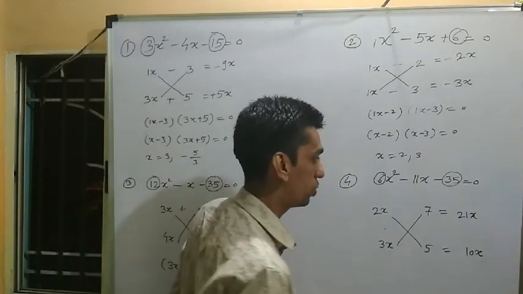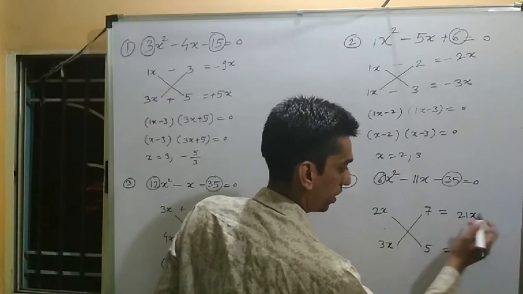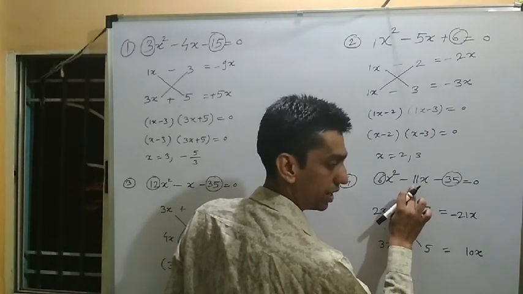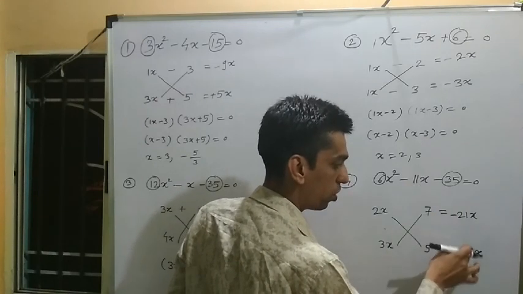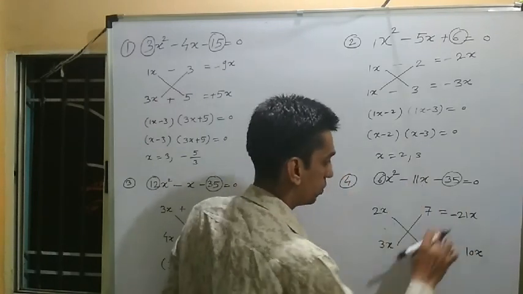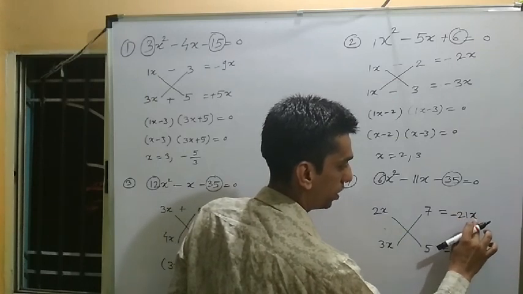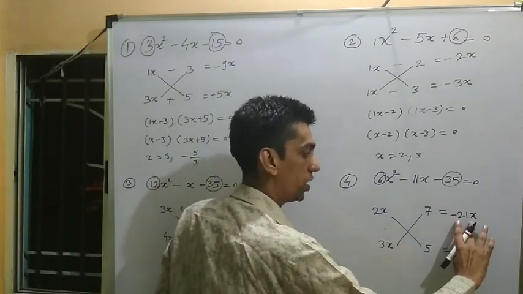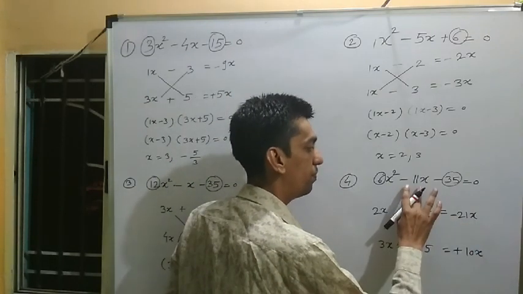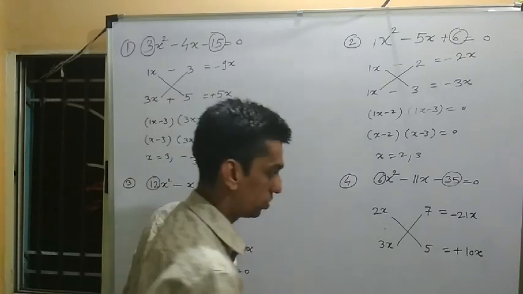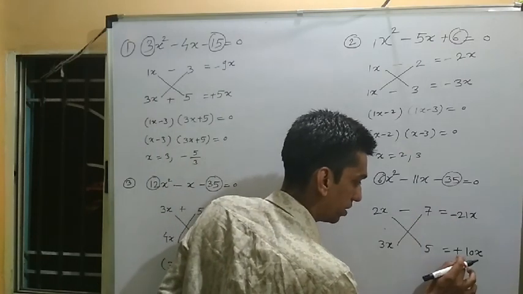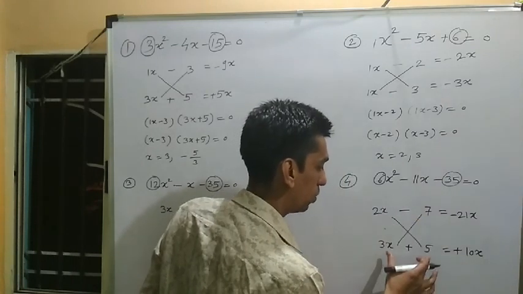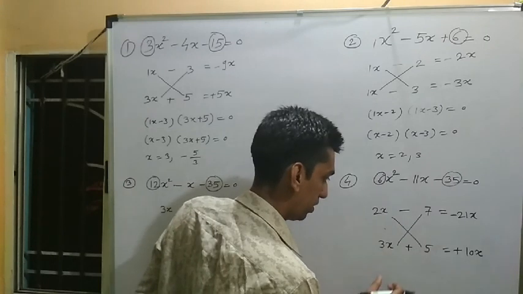Now we will check for the combination. We apply the combination according to this middle term, minus 11x. If I take a minus sign along with this 21x and a plus sign along with this 10x, then minus 21x plus 10x will become minus 11x. So the same sign should be given here, and here also the same sign should be given. So 2x minus 7 into 3x plus 5.